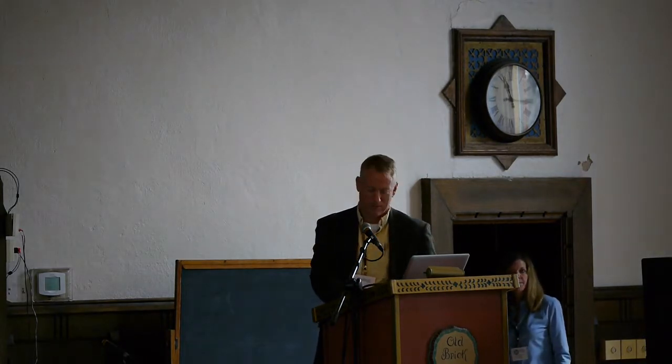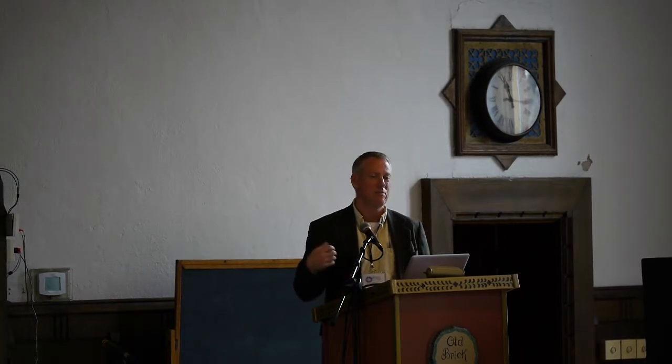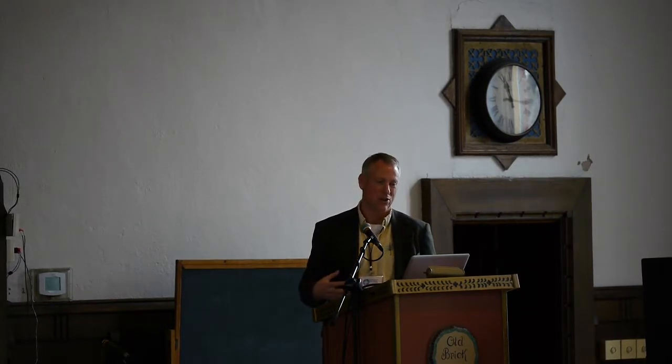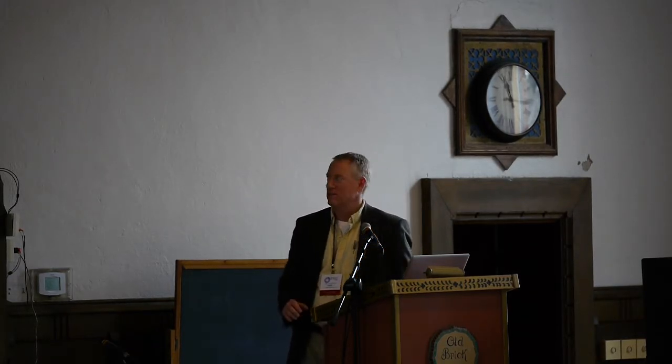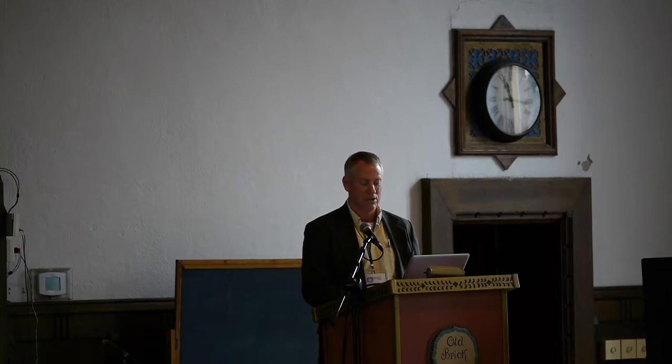Okay, so this is where we left off. When water quality was worse, sorry, I ended the question there, but let's get through this. When water quality was worse, we had no wastewater treatment in many of our streams. This is a map from 1936 that says that all the major cities were discharging raw waste into the major rivers. This is a terrible photo, it just shows from 1952, raw hog waste being discharged into the Floyd River.